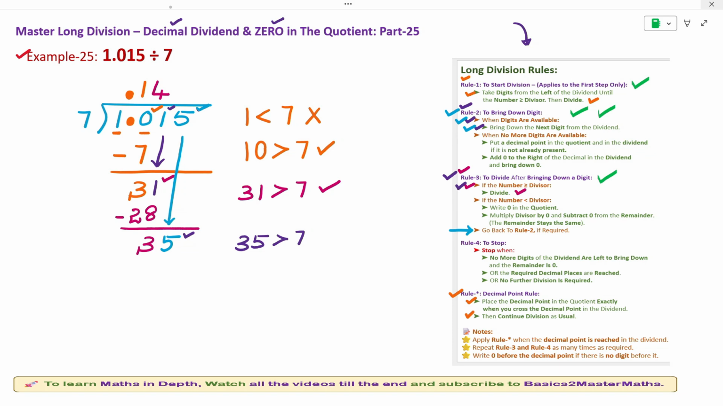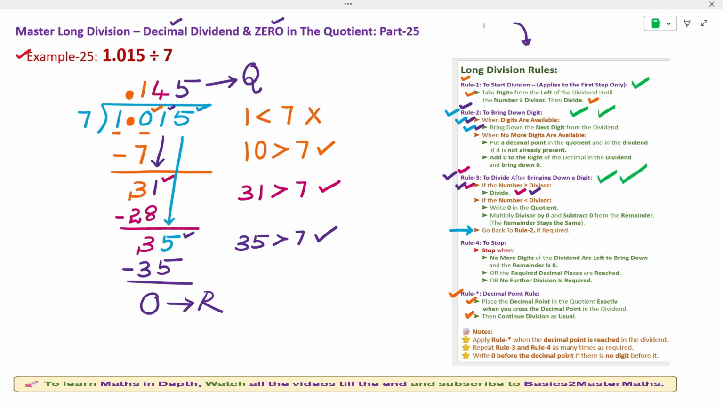So, as per rule 3, if the number is greater than or equal to the divisor, then divide. 7 fives are 35. So, you will get 0 as the remainder and 0.145 as the quotient. Now, rule 3 is complete for the second time.